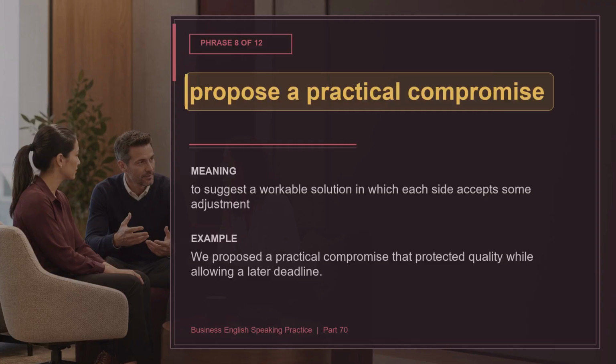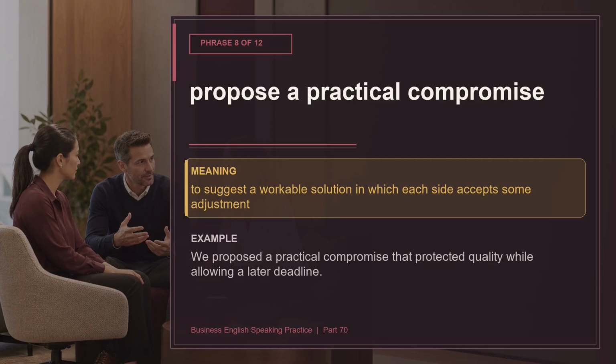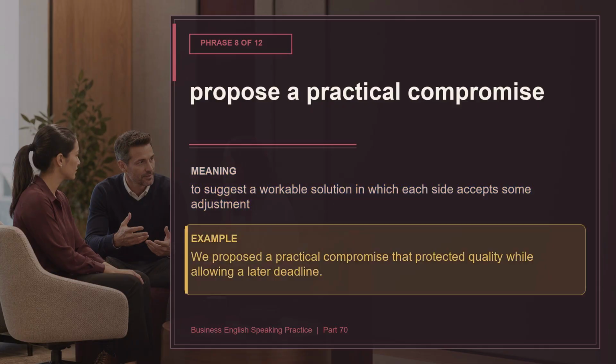Phrase 8. Propose a practical compromise. Meaning: to suggest a workable solution in which each side accepts some adjustment. Example: we proposed a practical compromise that protected quality while allowing a later deadline.